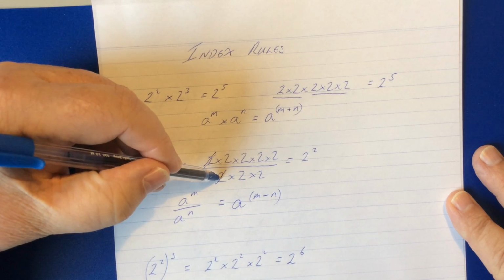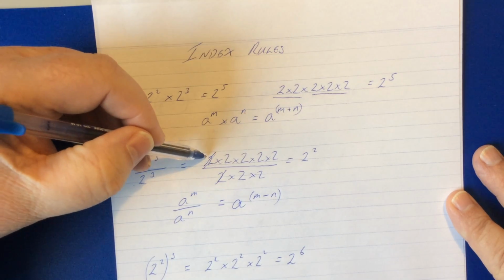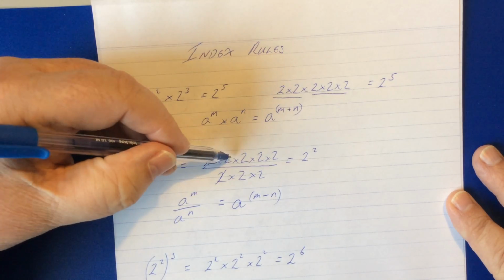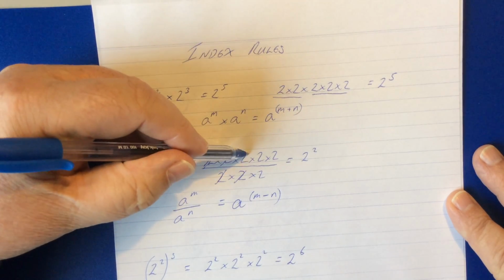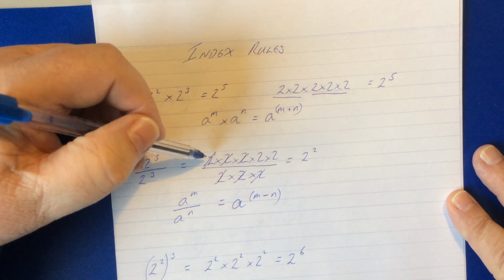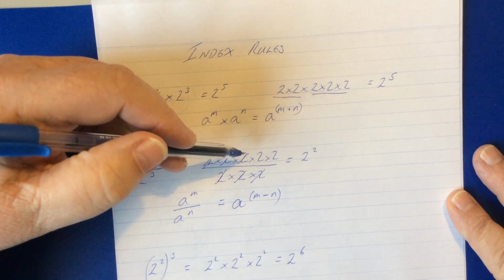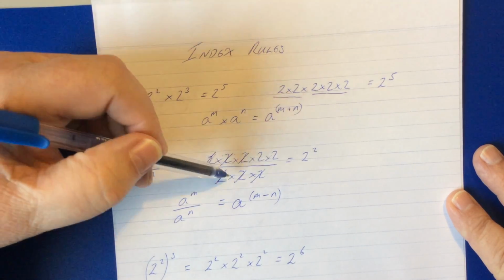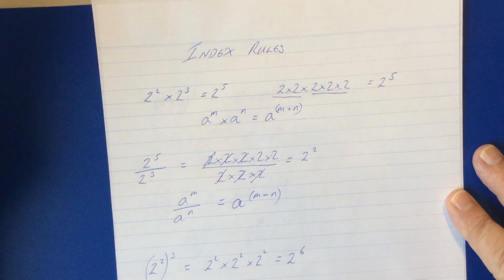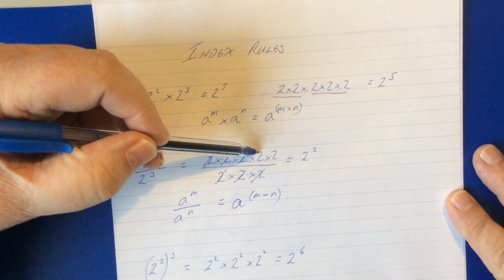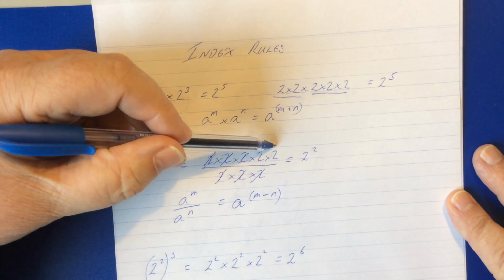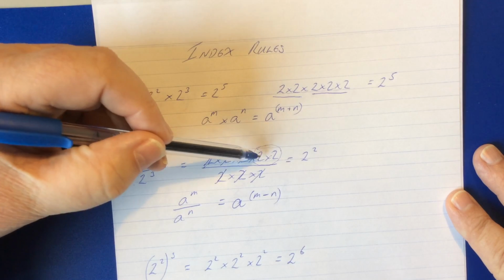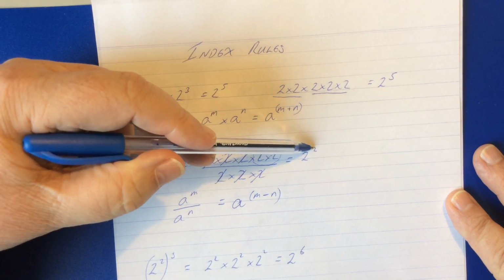2 divided by 2 is 1. So we could put a 1 there, or we could just ignore it. 2 divided by 2 is 1. 2 divided by 2 is 1. So basically we have 1 times 1 times 1 times 2 times 2. Now 1 times 1 times 1 is 1. 1 times 2 is 2 times 2 is 4. So really what we're left with is this, effectively, 2 times 2, 2 to the power of 2.